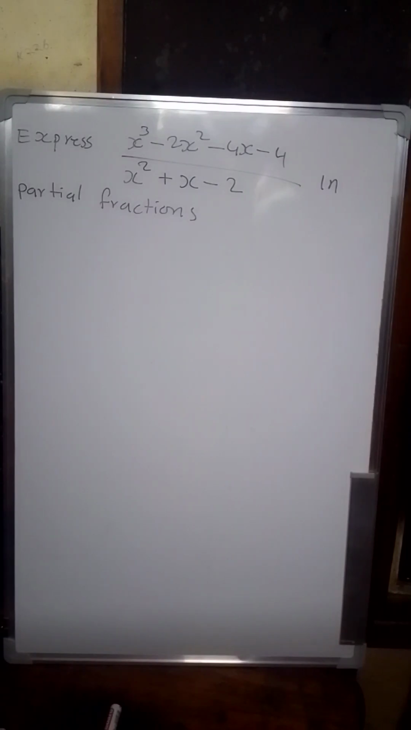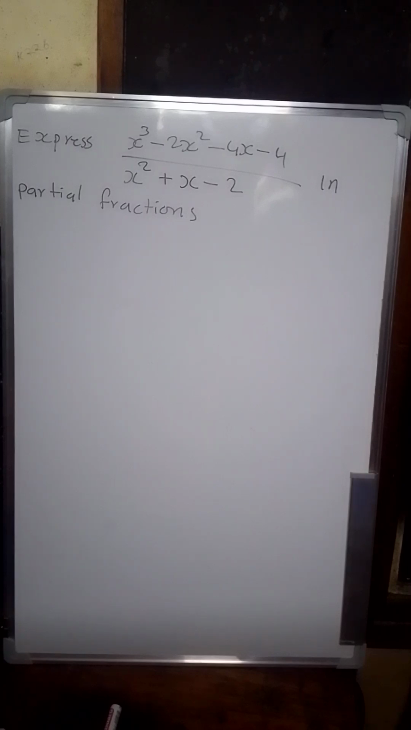Let us look at this question. This time we're doing partial fraction decomposition. With partial fraction decomposition, that means if we've been given a single fraction, we have to express that single fraction into its constituent functions, or fractions in short. So in this case, we've been given this rational function.